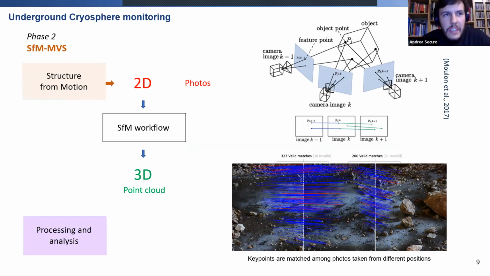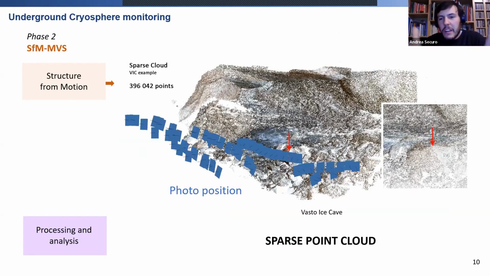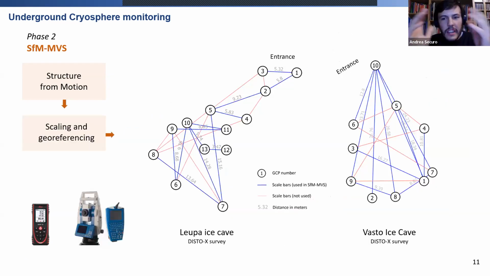Then the processing starts with the structure from motion. As you know, this technique is widespread nowadays in geosciences. So we start from 2D photos and semi-automatically, let's say, derive a 3D point cloud through the matching of different clusters of pixels. We start with the first output, that is this sparse cloud. It's a cloud of points that has no spatial reference, and that is why we introduce the measurements coming from the ground control points here.